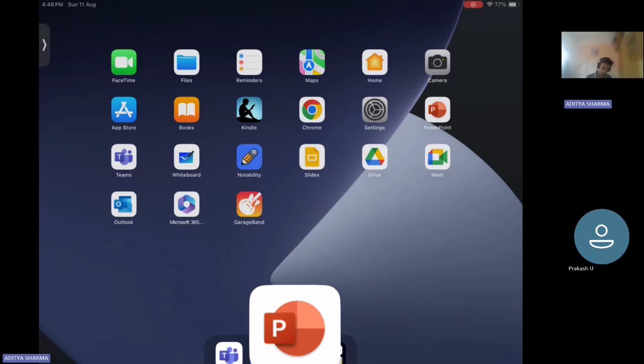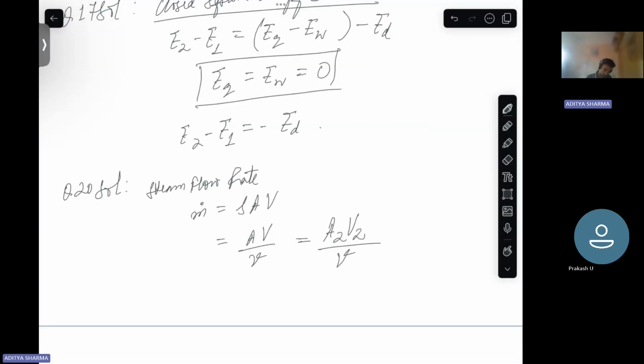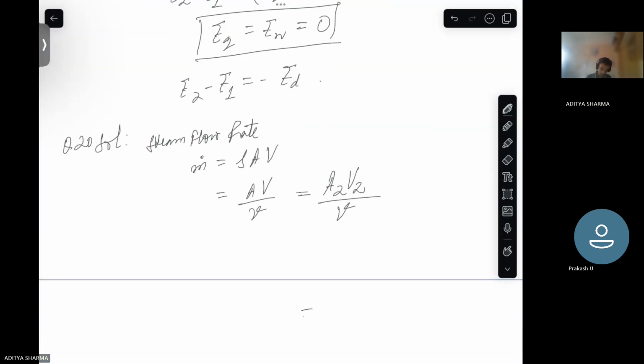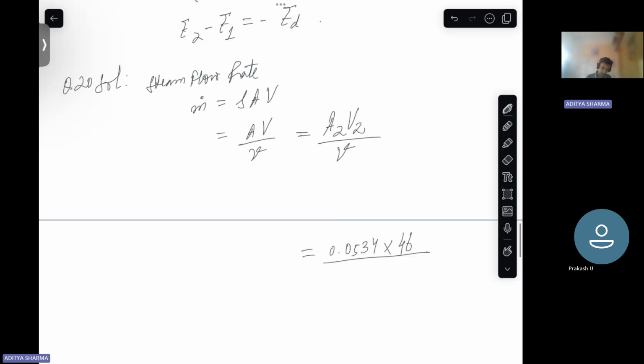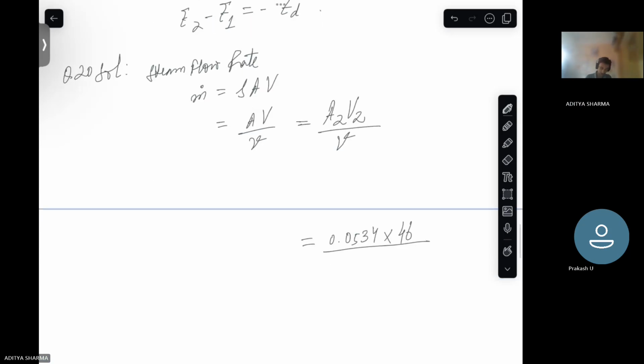Okay. Now, if you try to solve this, 0.0534 into 46. Exit velocity is 46. If we calculate this, what will we get? Please solve this.